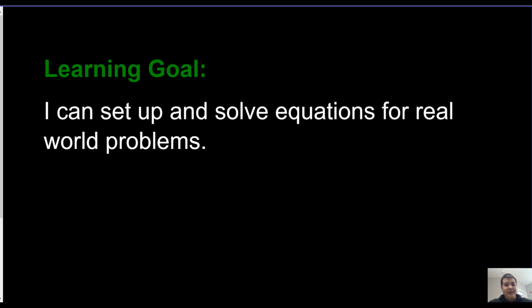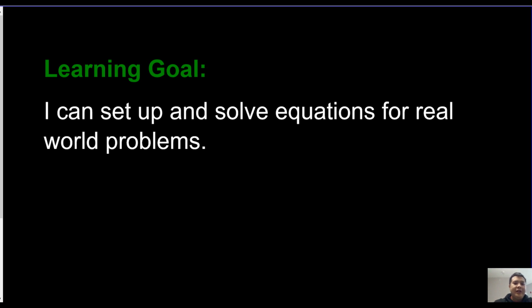Today's learning goal is I can set up and solve equations for real world problems. Today we're going to focus on equations and word problems that require you to have variables on both sides. So these types of questions are going to require you to have x on both sides. We've done word problems where x is just on one side, but here we're going to find out when things are equal. Two things are going to be changing, and we're going to try to find out when they are going to be equal. That's how you know that there's going to be an x on both sides of this word problem.